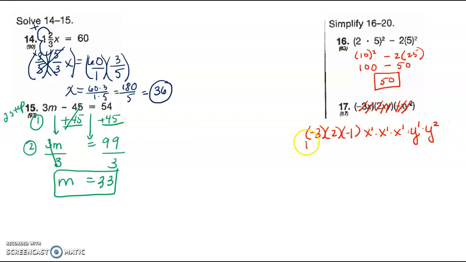Okay, so we'll do our numbers first. -3 times +2 is -6, times -1 is +6. And then I have x to the 1 plus 1 plus 1, which is x cubed. And I have y to the 1 plus 2, which is y cubed.